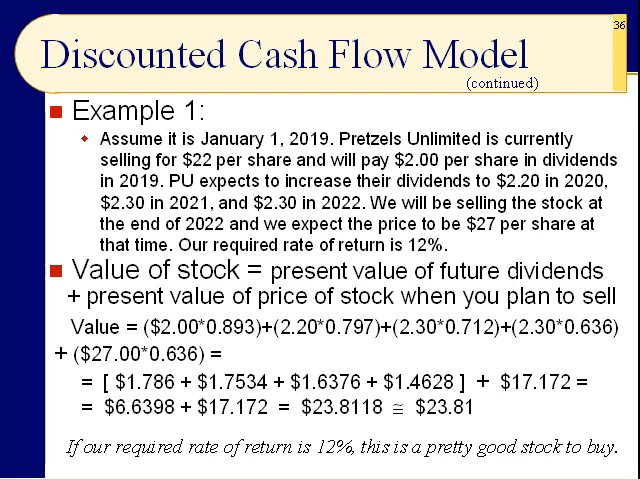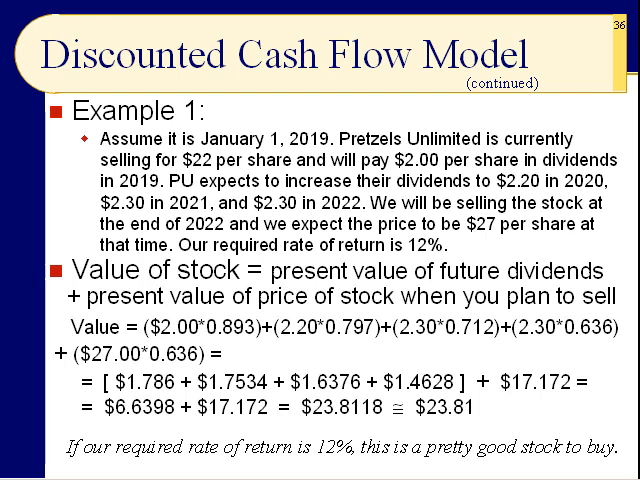Example number 1. Let's assume it is January 1st, 2019. Pretzels Unlimited is currently selling for $22 per share and will pay $2 per share in dividends in 2019. At least that's what they're saying they're going to pay. Remember, any quarter, they can stop. PU expects to increase their dividends to $2.20 in 2020, $2.30 in 2021, and $2.30 in 2022. We will be selling the stock at the end of 2022, and we expect the price to be $27 per share at that time. Our required, our desired rate of return is 12%.